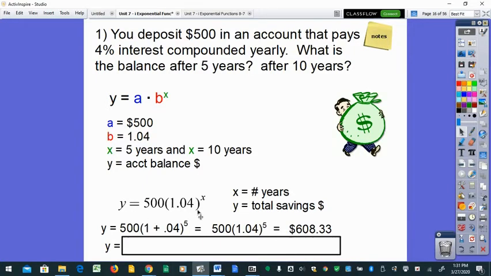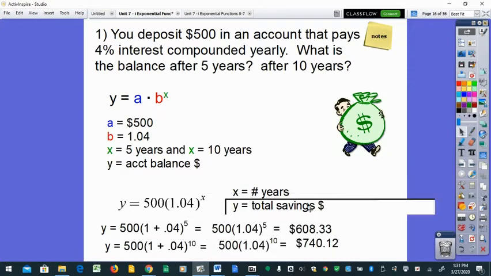I'm going to do that same function, and this time put 10 years in and see what happens to my investment. And you'll notice this time, after 10 years, I have $740.12.